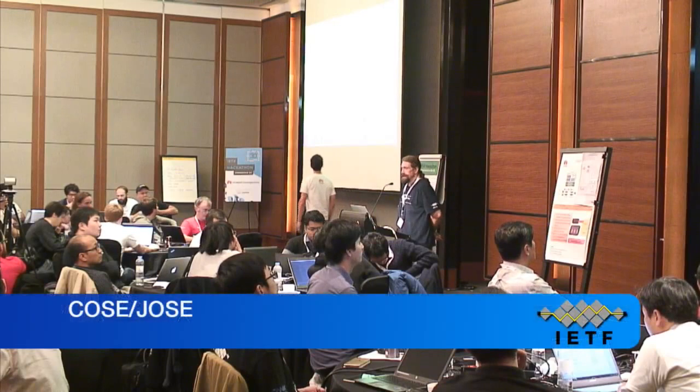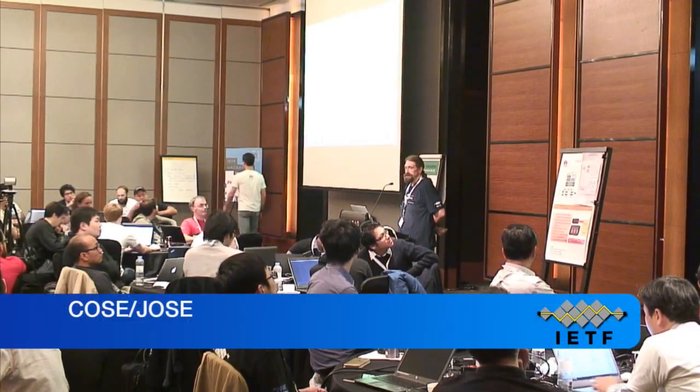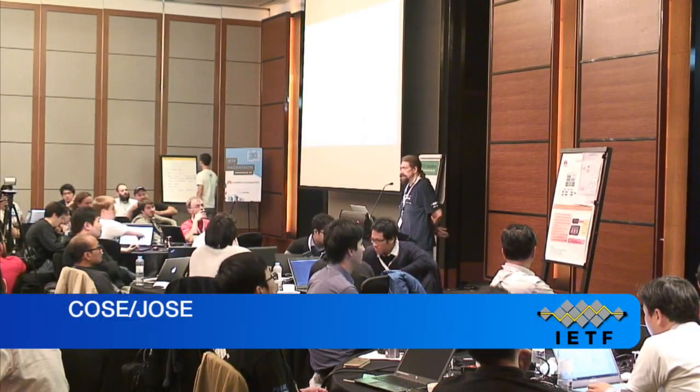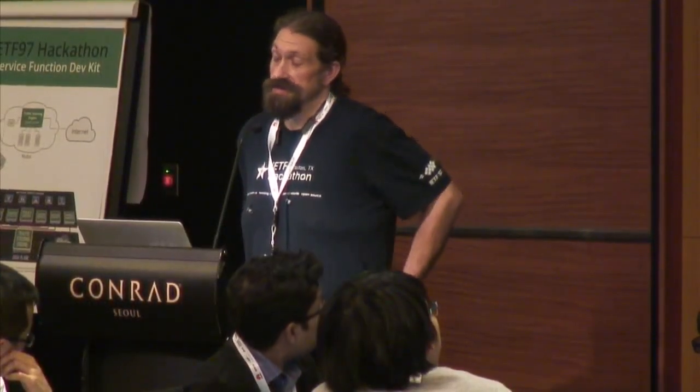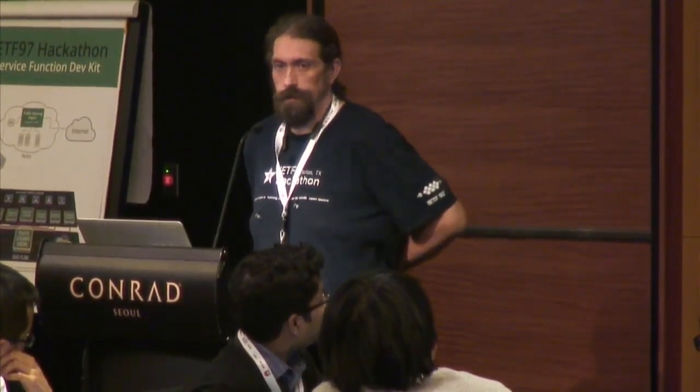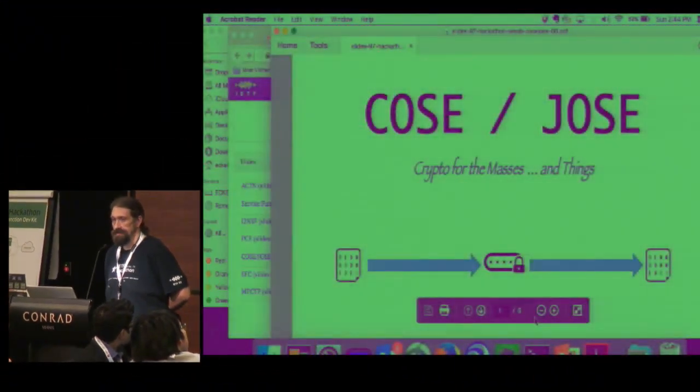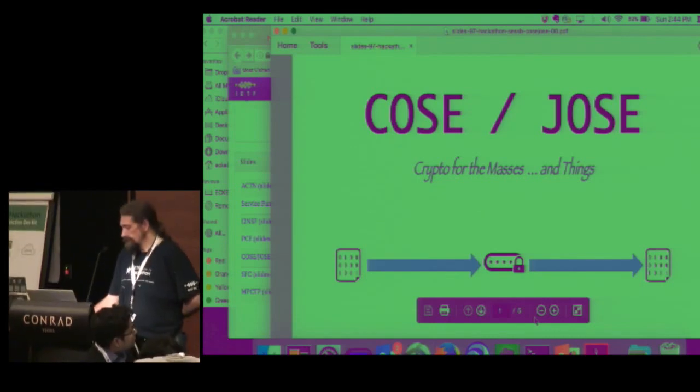Hello, I'm Matt Miller. Jim Schaad and I came here to work a little bit on JOSE and COSE. JOSE stands for JavaScript Object Signing and Encryption. It's an enveloping format for protecting content that's supposed to be a little bit more web-friendly. COSE is CBOR Object Signing and Encryption. This is an enveloping format for protecting data that should be friendly for IoT devices.